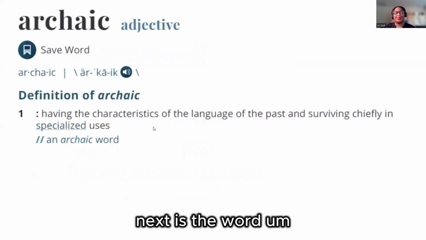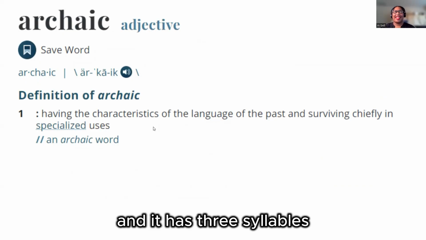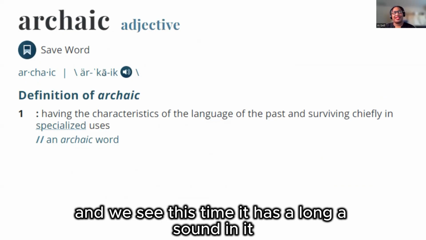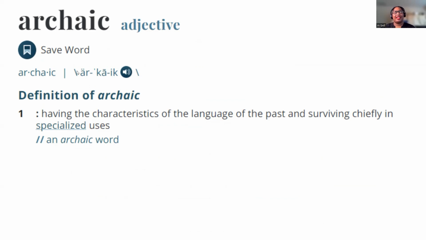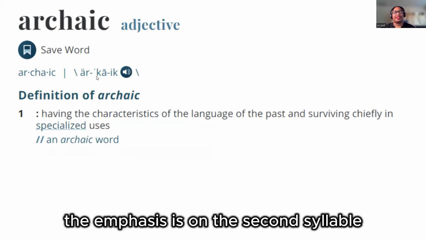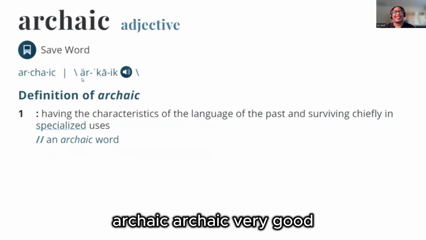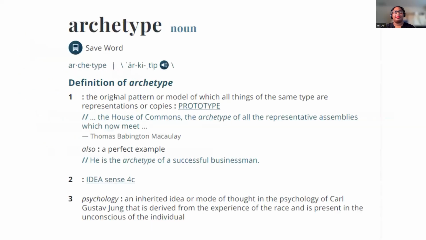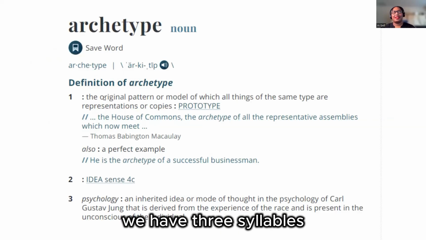Next is the word, and it has 3 syllables. And we see this time it has a long A sound in it. And then we see the umlaut, which is "ah," archaic, archaic. And the emphasis is on the second syllable. Archaic. Very good.